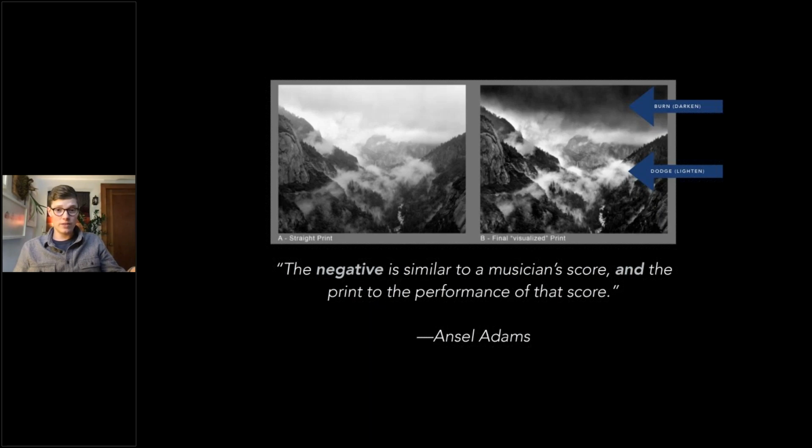On the left of this screen is the negative, which is just what you've taken with the camera. And on the right is the final visualized print, or essentially what the artist has done to heighten the drama of the image, or essentially to tell the viewer, this is what I saw, this is my experience in this moment, and the camera didn't do a perfect job of capturing that. And the way that Ansel Adams talked about it is just, the negative is similar to a musician's score, and the print to the performance of that score.